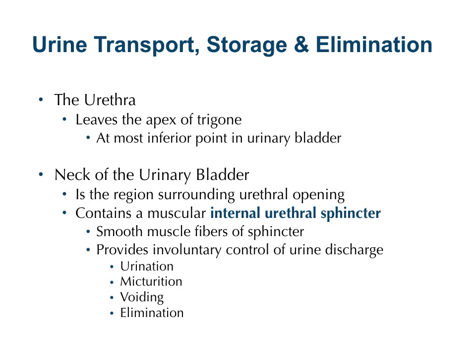The neck of the urinary bladder is the region surrounding the urethral opening. It contains a muscular internal urethral sphincter, which is composed of smooth muscle fibers that provide involuntary control of urine discharge that we will discuss further in a moment. Urination is also known as micturition, voiding, and elimination.